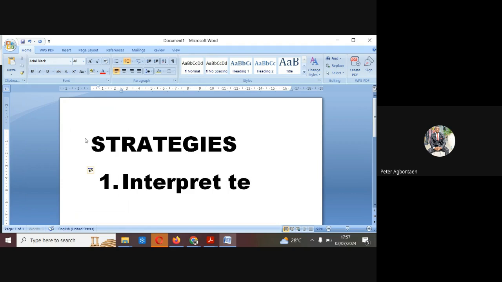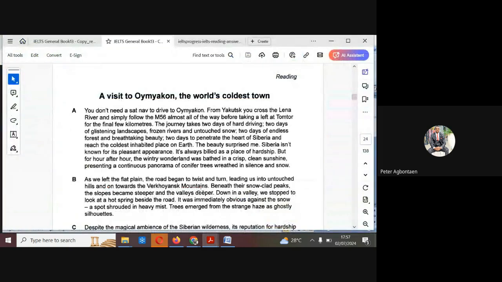You interpret the title of the passage. In the case of this one, for example, the title of this passage is, they said, a visit to Oymyakon, the world's coldest town. When you take a look at this heading, you want to ask yourself what this passage will be talking about. You should expect it to tell you about someone, or a group of people, who paid a visit to a place called Oymyakon, which happens to be the world's coldest town.